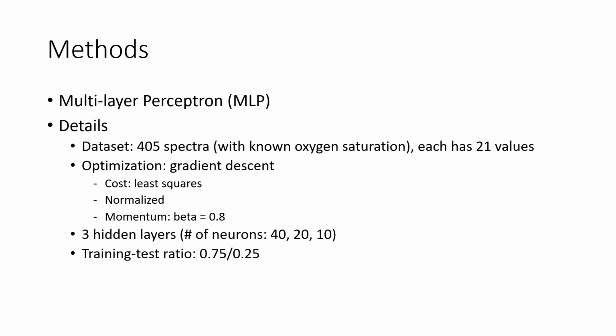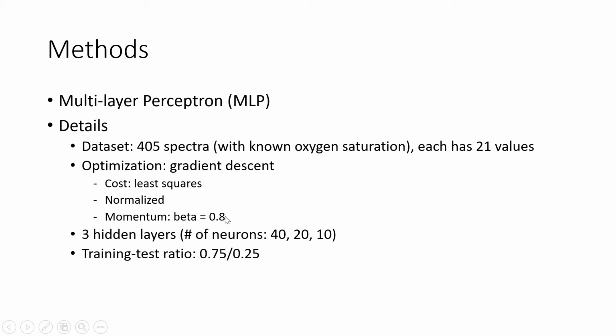So to do it, we used a multi-layer perceptron, and we had 405 spectra with known oxygen saturation. Each spectrum has 21 values, and these numbers were determined by the experimental limitation. We used gradient descent for our optimization, and we used least squares as our cost function, and we normalized for the gradient descent, and we used momentum with the value of 0.8.